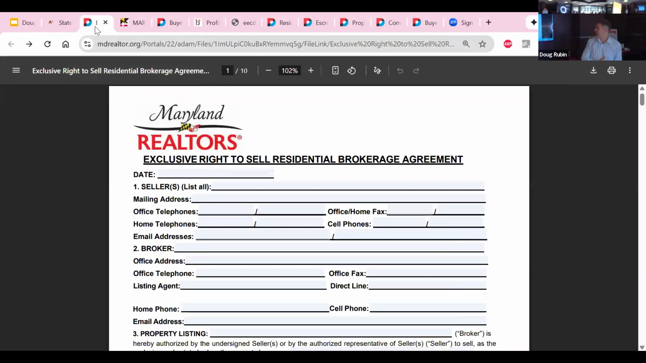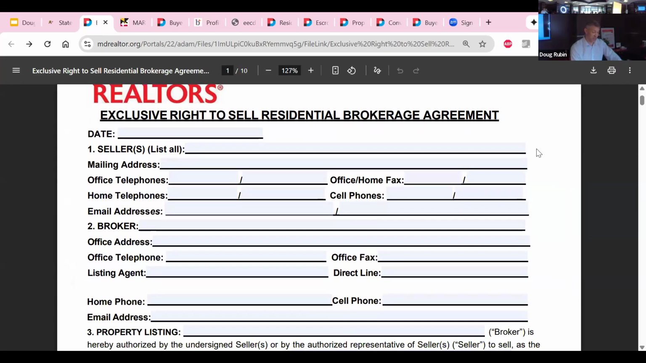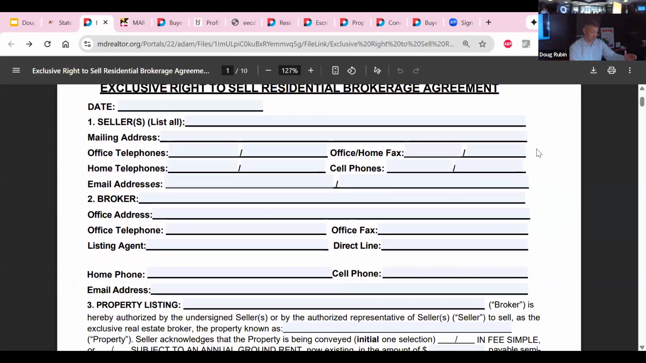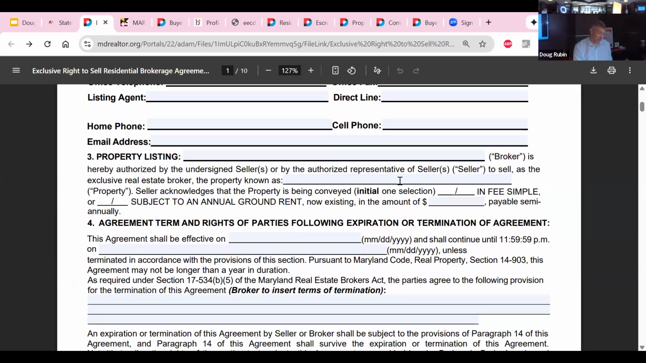All right, I'm going to dive first into the brokerage agreement that you need if you represent a seller. This one is probably one of the more dense documents that we're going to go through today. This is if you have a listing, you bring this to the seller. I'm not going to go over the top bit. You're going to make sure all the contact information is filled out, and that the address is here properly.